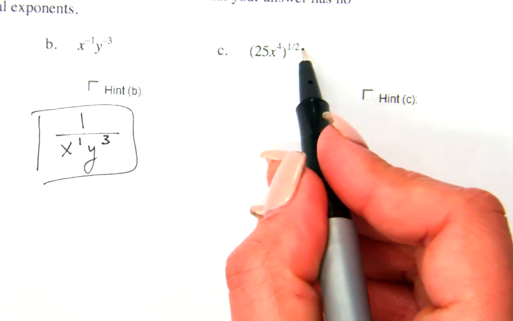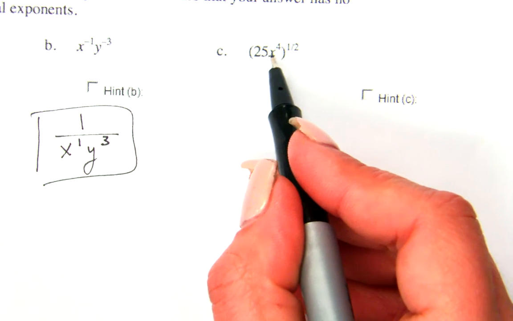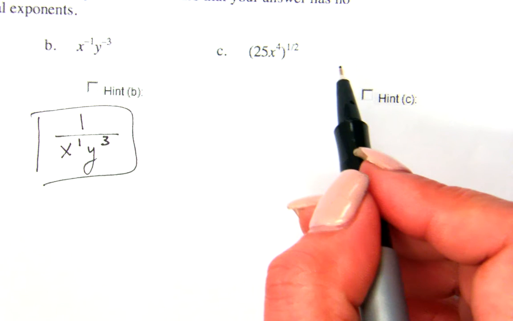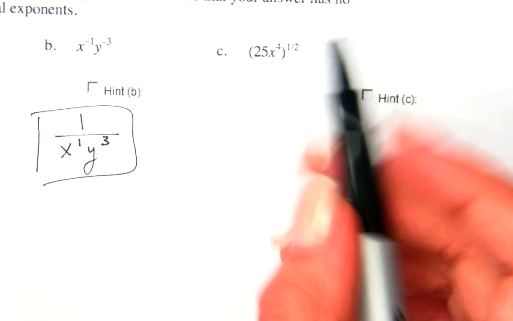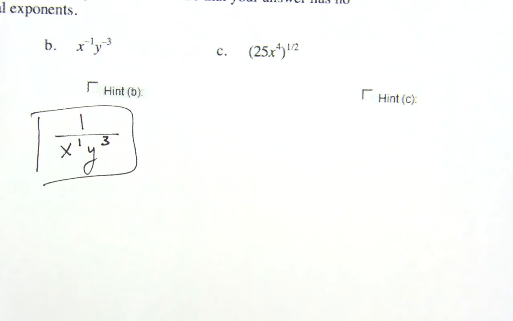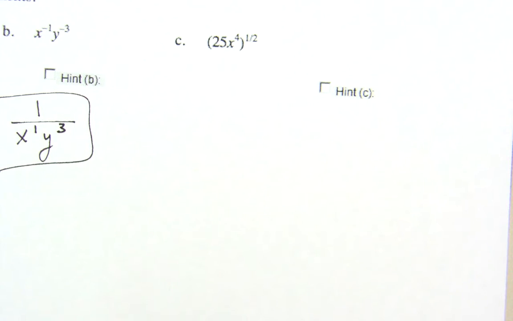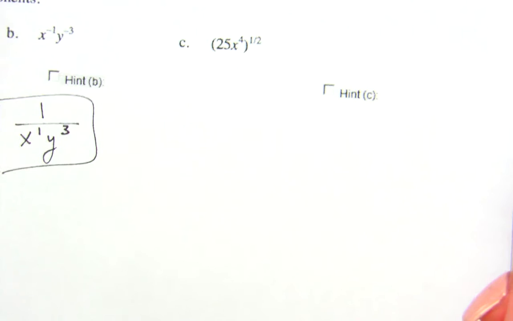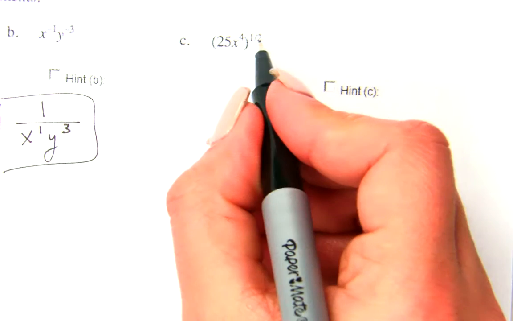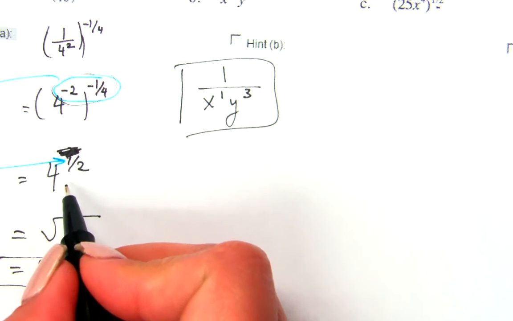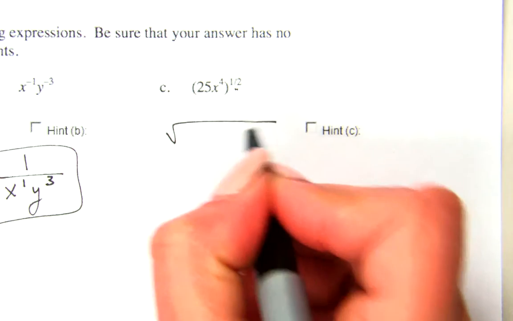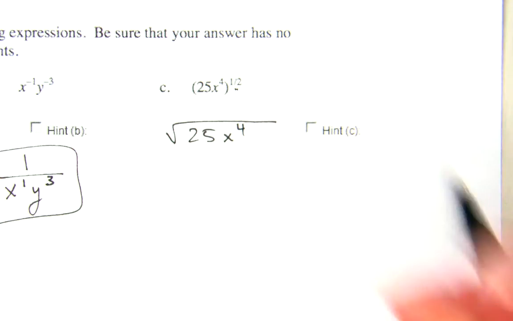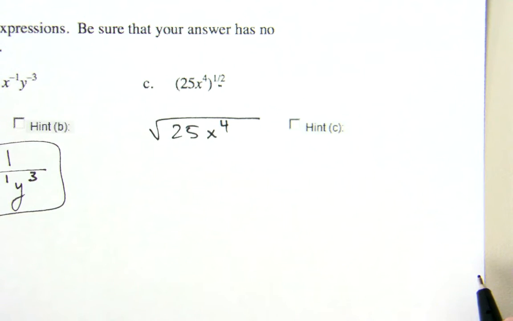All right, so let's do this one. 25 x to the fourth, to the half power. So 1/2. Let's see how I want to do this, because there are a few different ways to start. We'll do the easy way. Like we did in the first one, anything to the 1/2 power is just like taking the square root of it. So I'm just going to take the square root of 25x to the fourth.